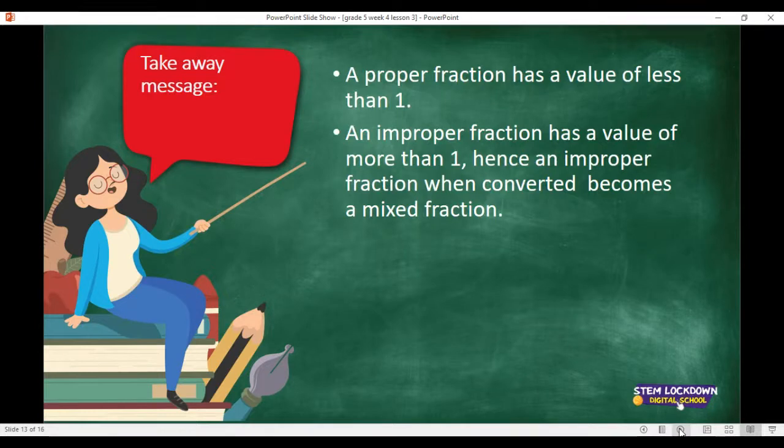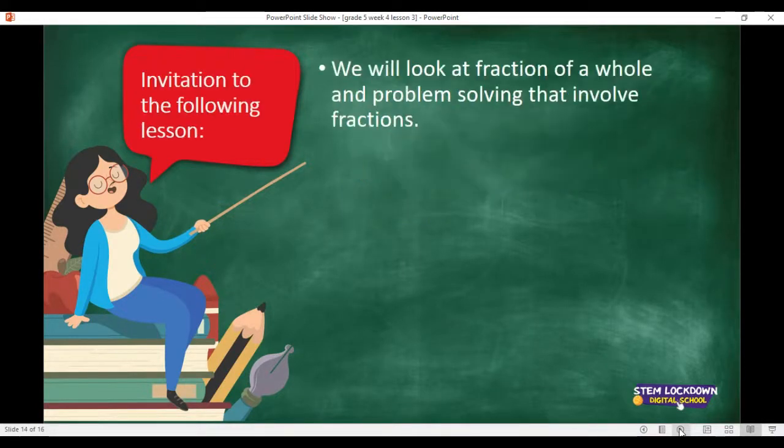So now this is a summary. A proper fraction has a value of less than 1. So if the numerator is smaller than the denominator, the value is less than 1. An improper fraction always makes a mixed number, and a mixed number always makes an improper fraction. And a proper fraction does not make anything because it is less than 1. And then you're going to get it right.